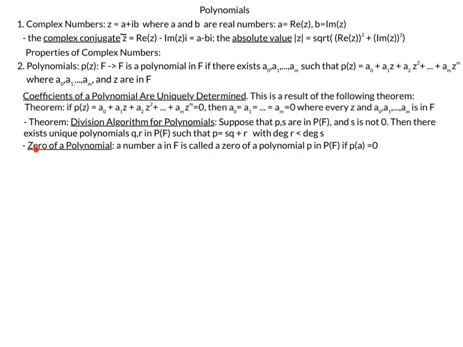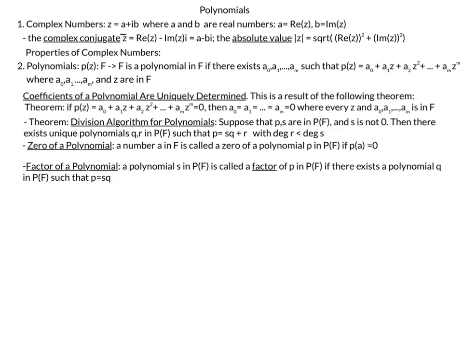Next, we have the definition of a 0 of a polynomial. A number a in F is called a 0 of a polynomial p in P(F) if p of a is equal to 0. This is totally consistent with the definition you're used to from middle school.